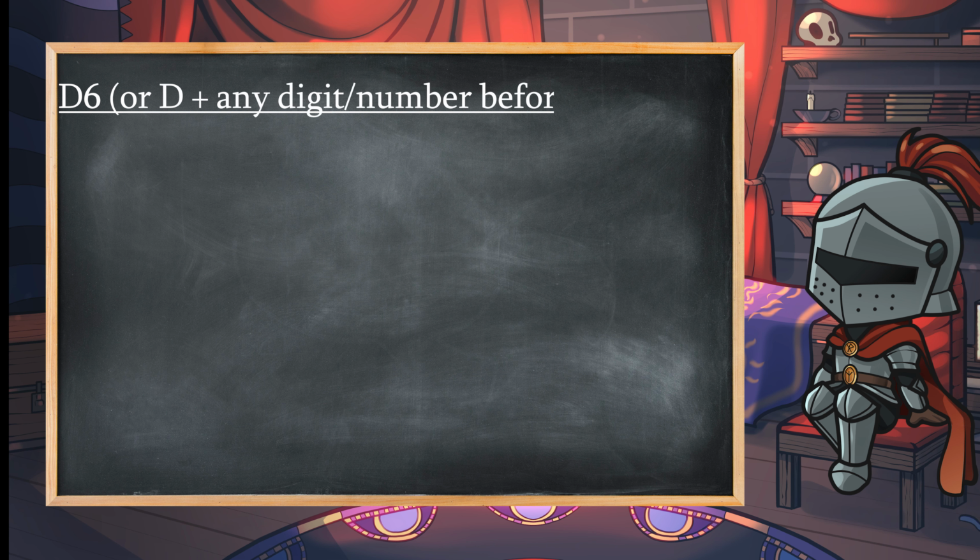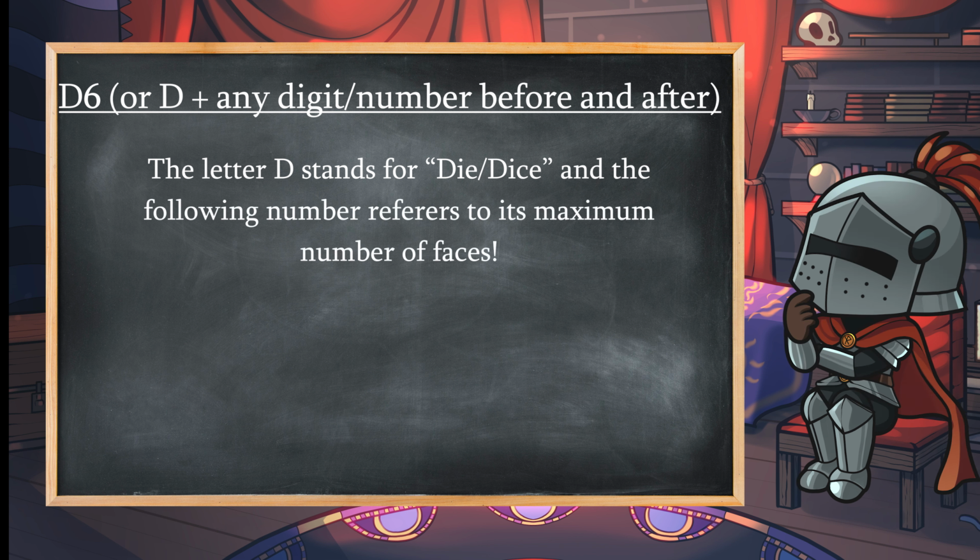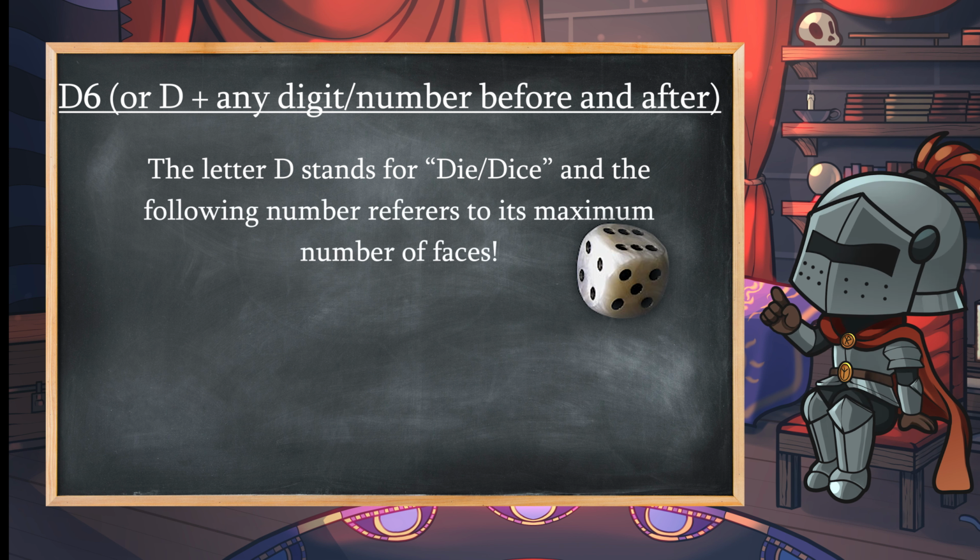D6. As said in my previous video, people will often use dice to determine the outcome of an action. It has become quite common to refer to a die as D and its maximum number of faces. The one you're probably most familiar with is this one, and it is therefore referred to as a D6.